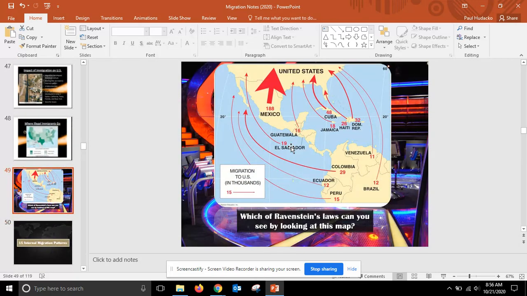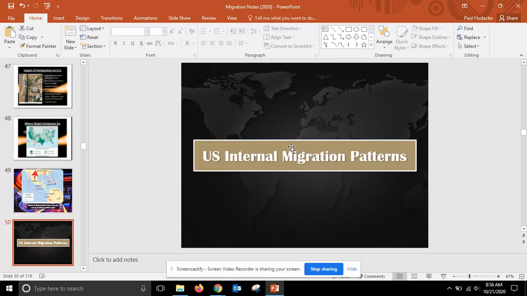So what laws do we see? Hopefully we're seeing several different laws. So if we look here, think about which of these laws of migration these are going to relate to. This is a good way to apply your information to understand, do we understand the laws of migration? Well, let's get into now what happens when people are here. People in the United States, not just immigrants. So what is our internal migration pattern?